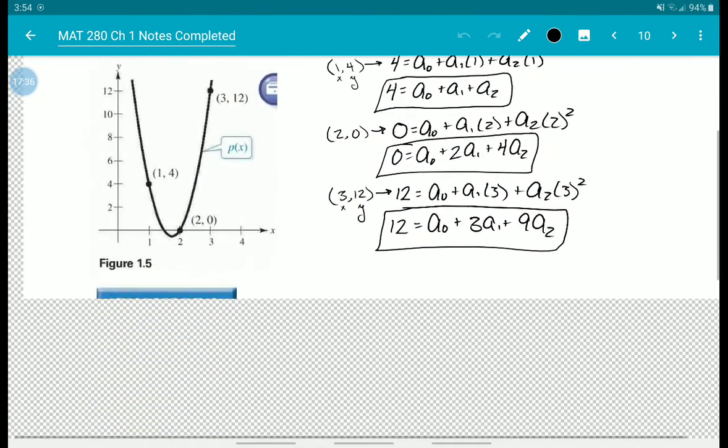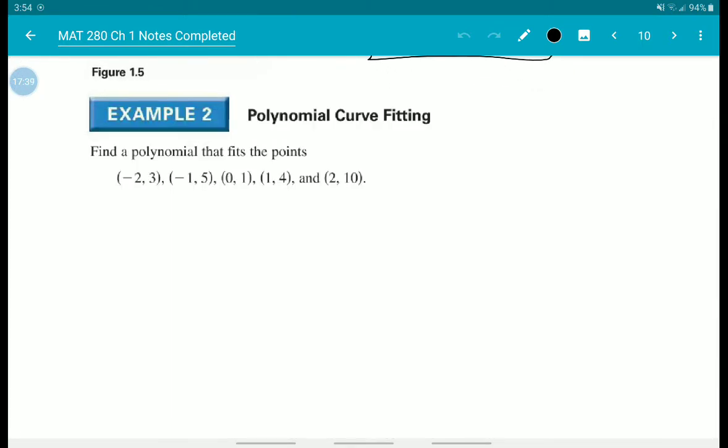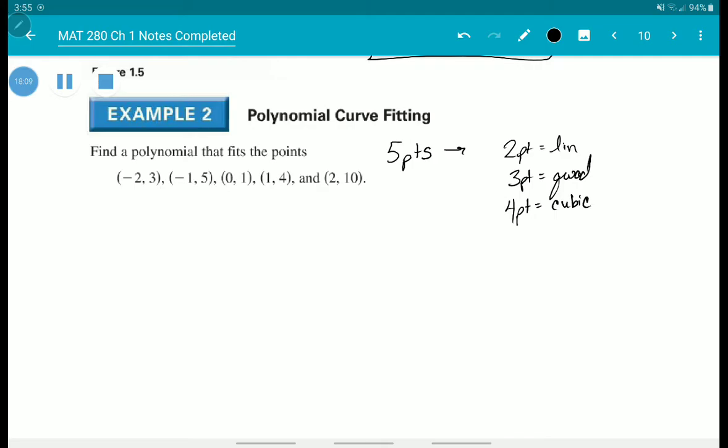So let's do one more. Let's look at example 2. In example 2, we want to find a polynomial that's going to fit these points. We have 1, 2, 3, 4, 5 points. So remember what we talked about before. 2 points equals a linear function. 3 will be a quadratic. So if we have 4 points, we're going to have a cubic, or possibly a cubic. 5 points would give us a quartic. So we're talking about a 4th degree polynomial, possibly.